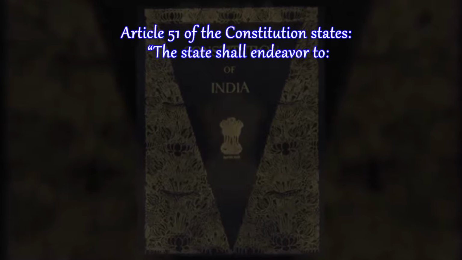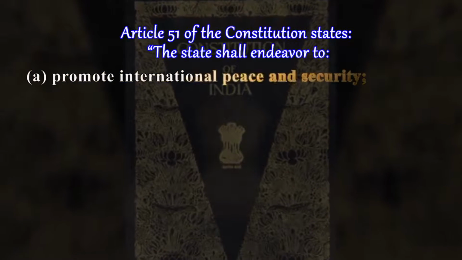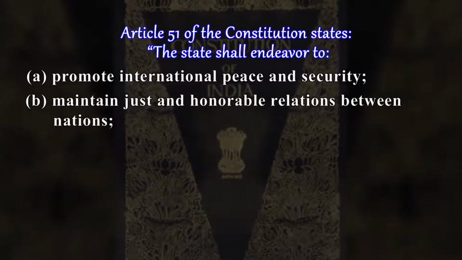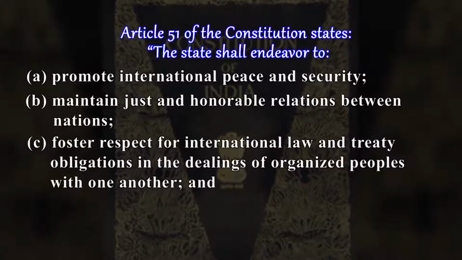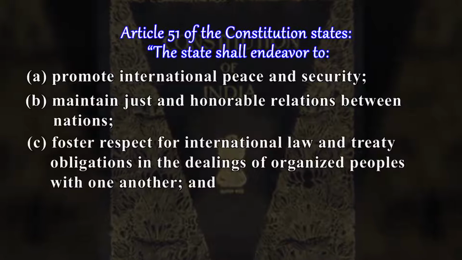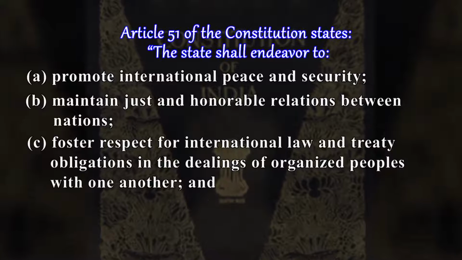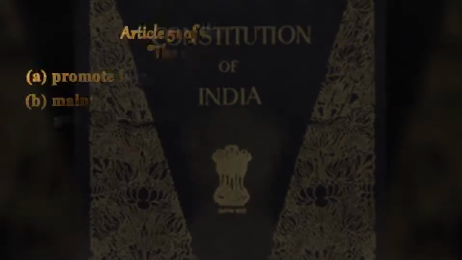Now, Article 51 of the Constitution states that the state shall endeavour to promote international peace and security, maintain just and honourable relations between nations, foster respect for international law and treaty obligations in the dealings of organized peoples with one another, and encourage settlement of international disputes by arbitration. So, India therefore adopted a multi-pronged approach and methods to ensure peace and security.